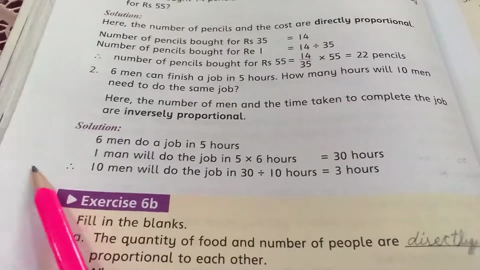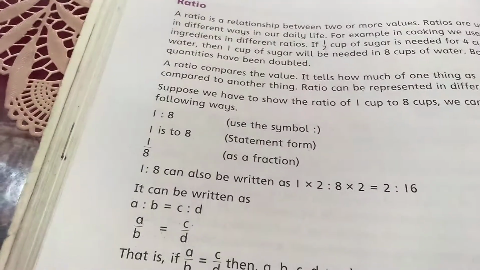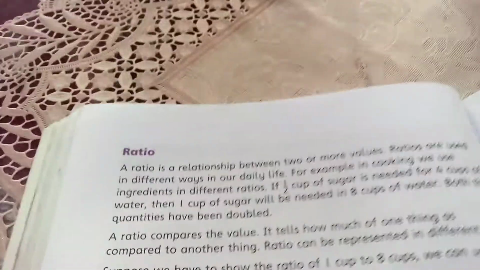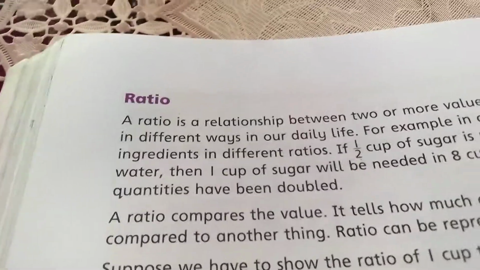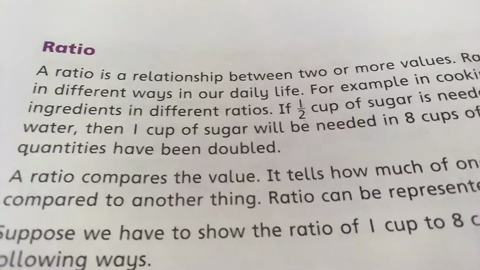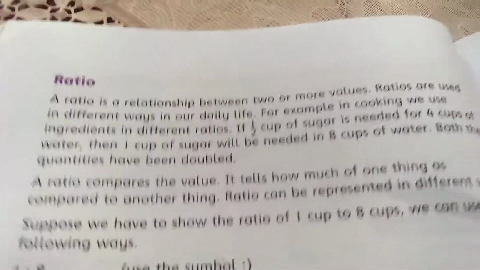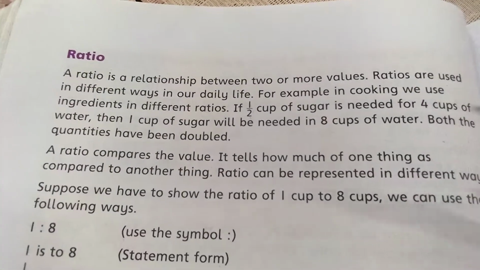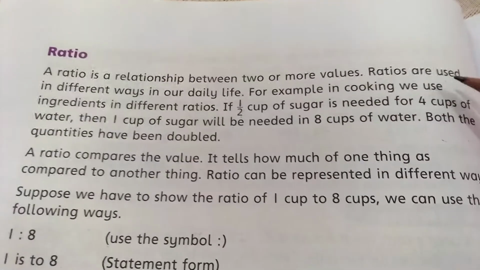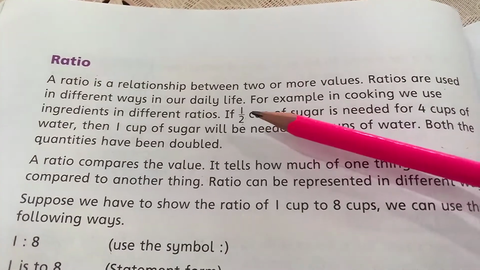Before starting exercise b, I want to tell you which concepts will be used in this exercise. The first concept is ratio. What is a ratio? A ratio is a relationship between two or more values. Ratios are used in different ways in our daily life.